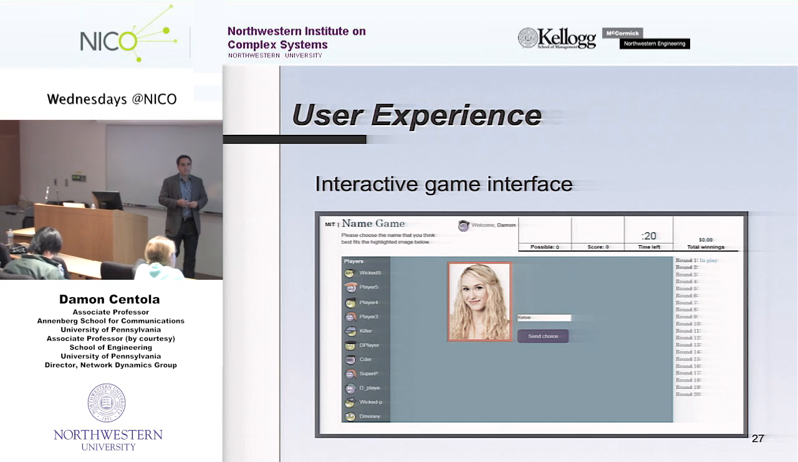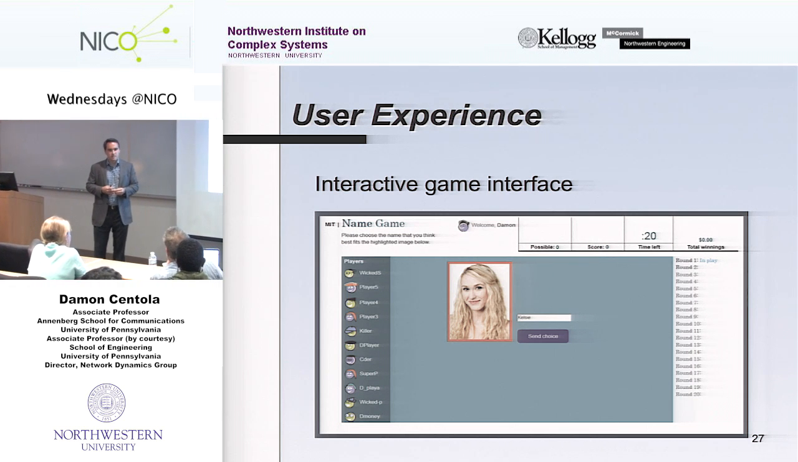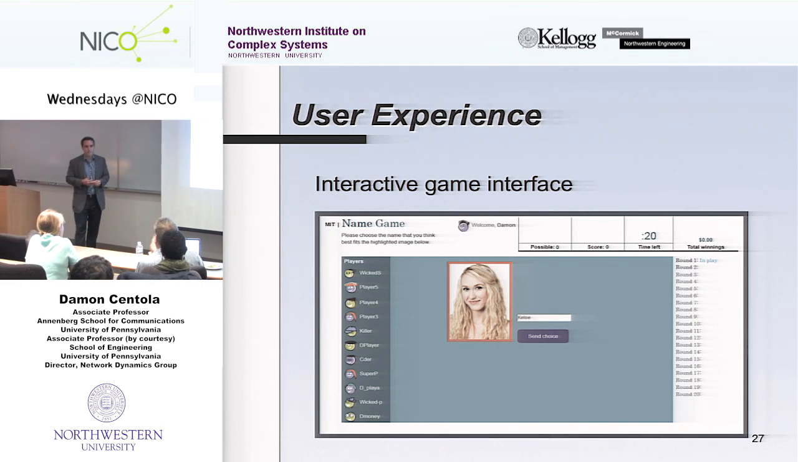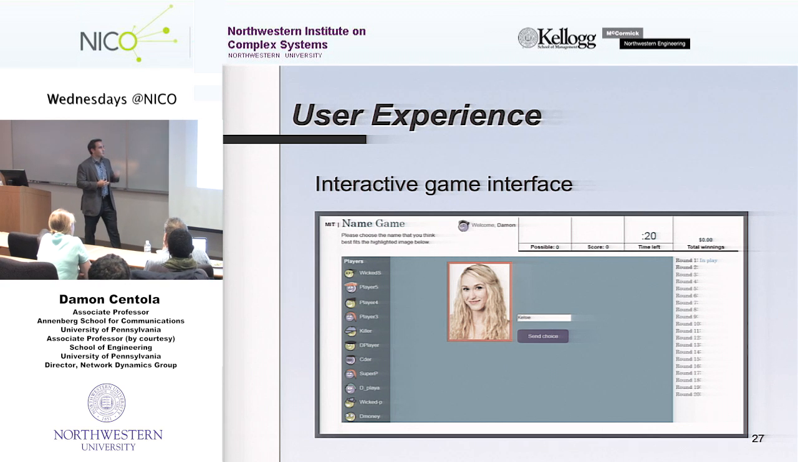Did they know something about characteristics of the population of the other players? Like, are they all Americans? Are they all English speakers? Because that will certainly affect my choice. Right. So no, they don't.